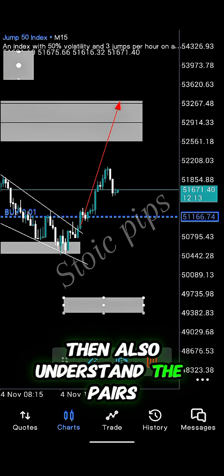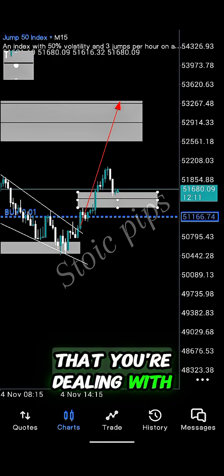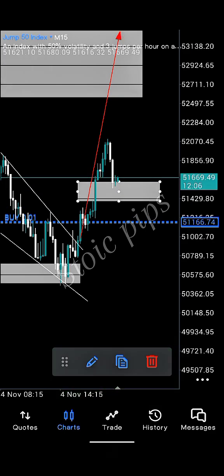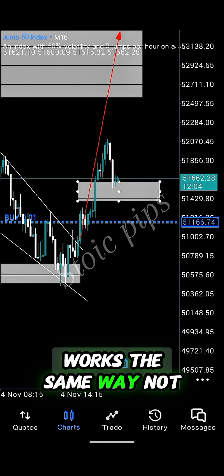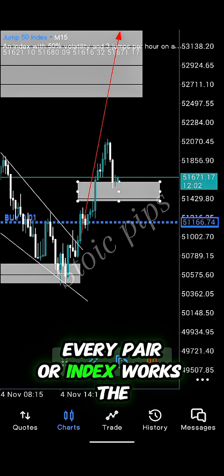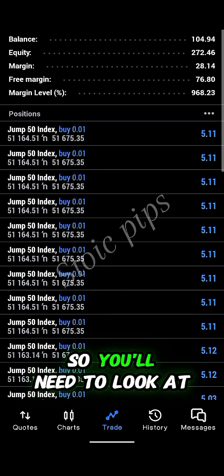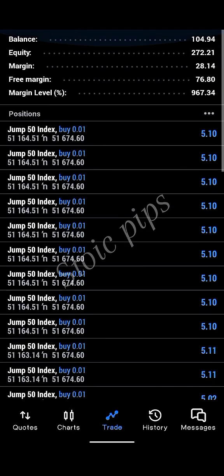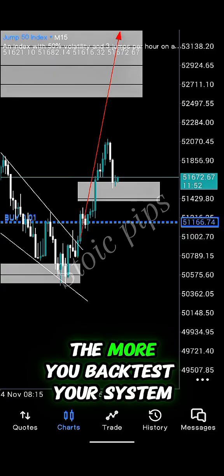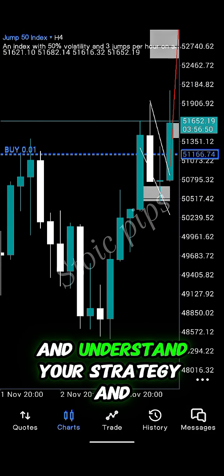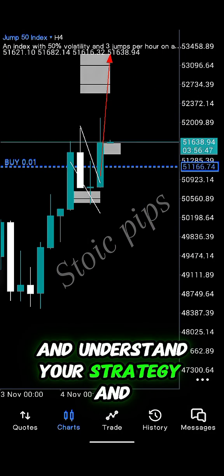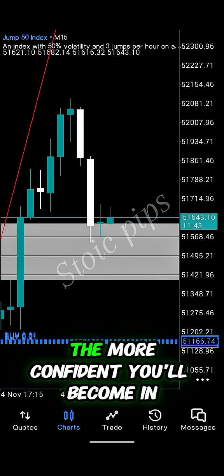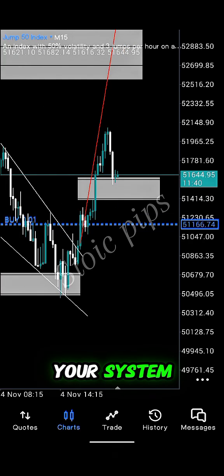Then also understand the pairs that you're dealing with, because not every pair or index works the same way. So you'll need to look at that, because the more you backtest your system, understand your strategy and make it very simple, the more confident you'll become in your system.